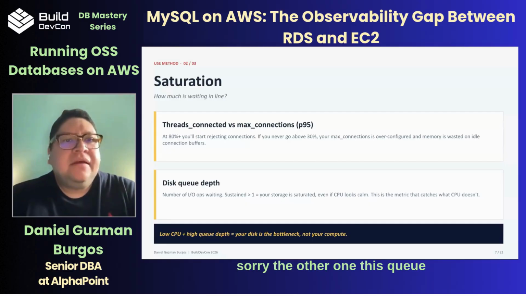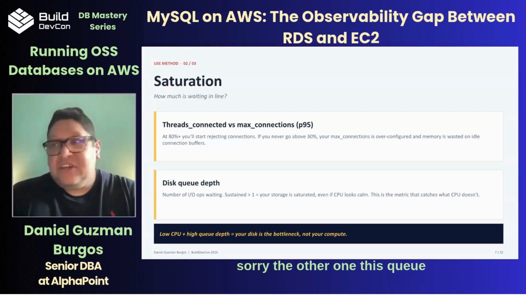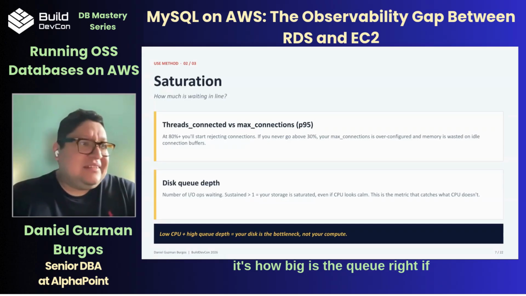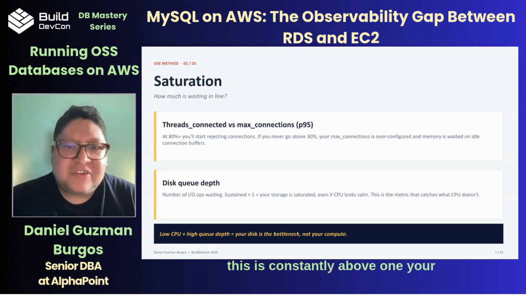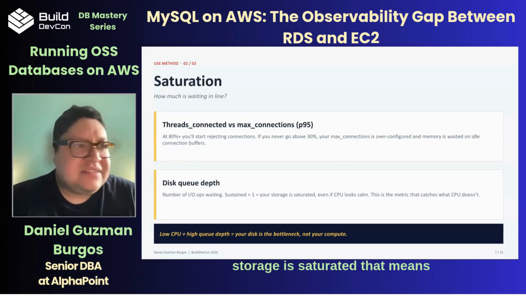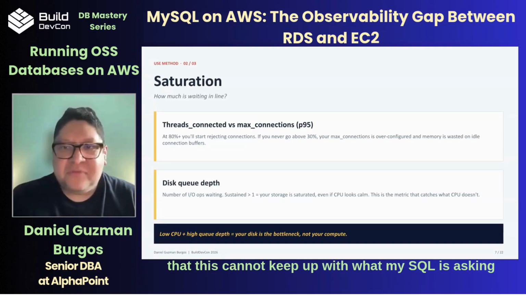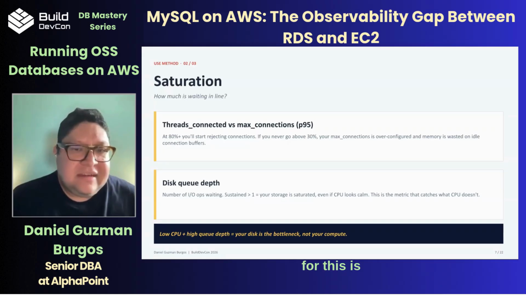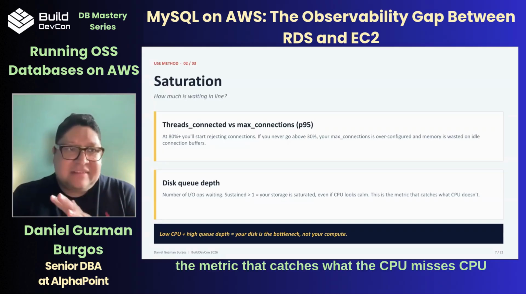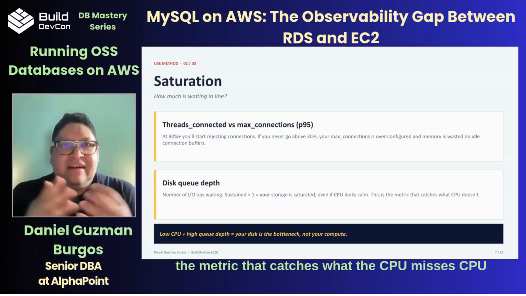Sorry. The other one, queue depth, is how big the queue is, right? If this is constantly above 1, your storage is saturated. That means it cannot keep up with what MySQL is asking for. This is the metric that catches what the CPU misses.